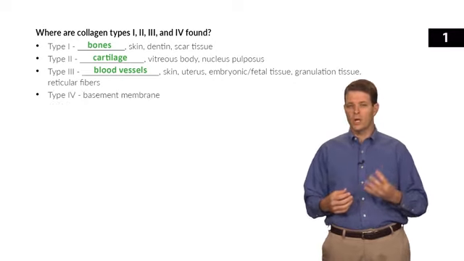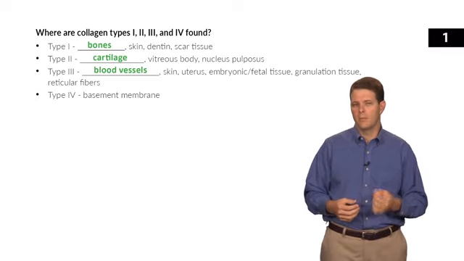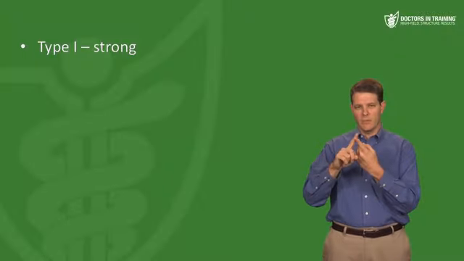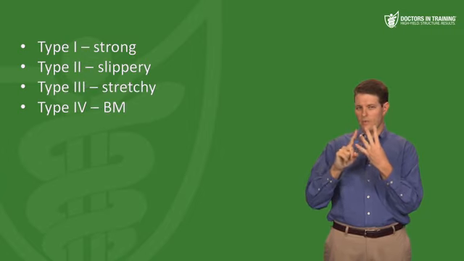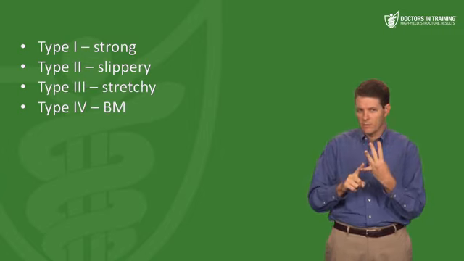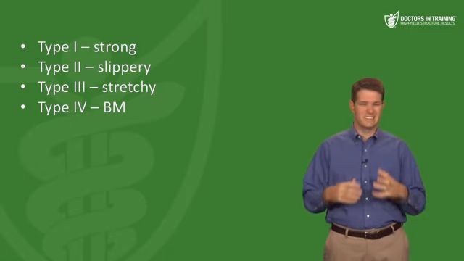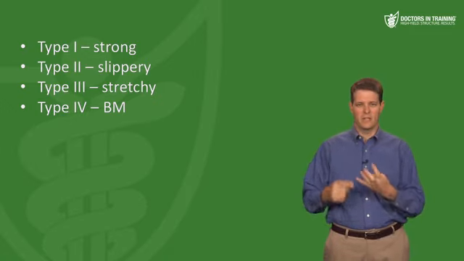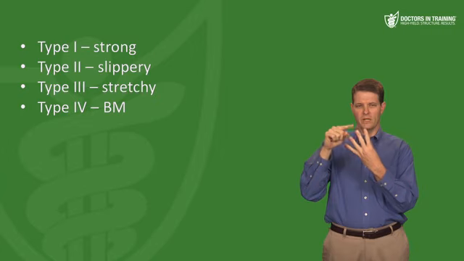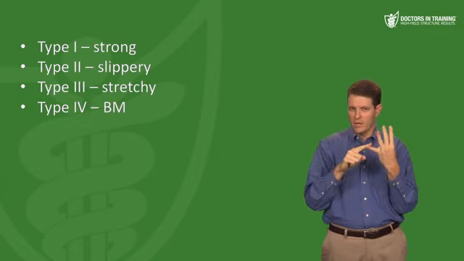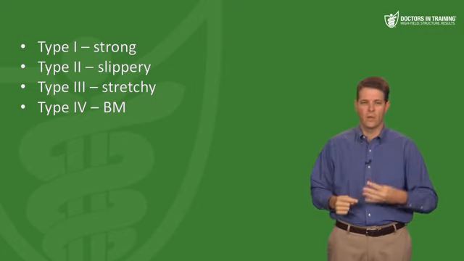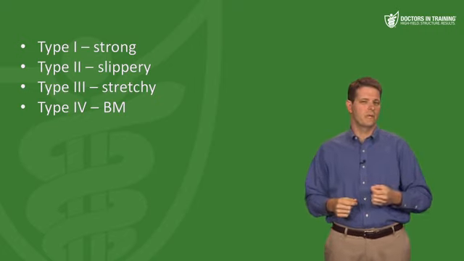And then type 4 collagen is found in the basement membrane. So again, type 1 is strong, type 2 is slippery, type 3 is stretchy, and type 4 is the basement membrane. So there's an awful, disgusting mnemonic for this, which is to think about a strong, slippery, stretchy BM. You know, BM for bowel movement, but here BM stands for basement membrane.